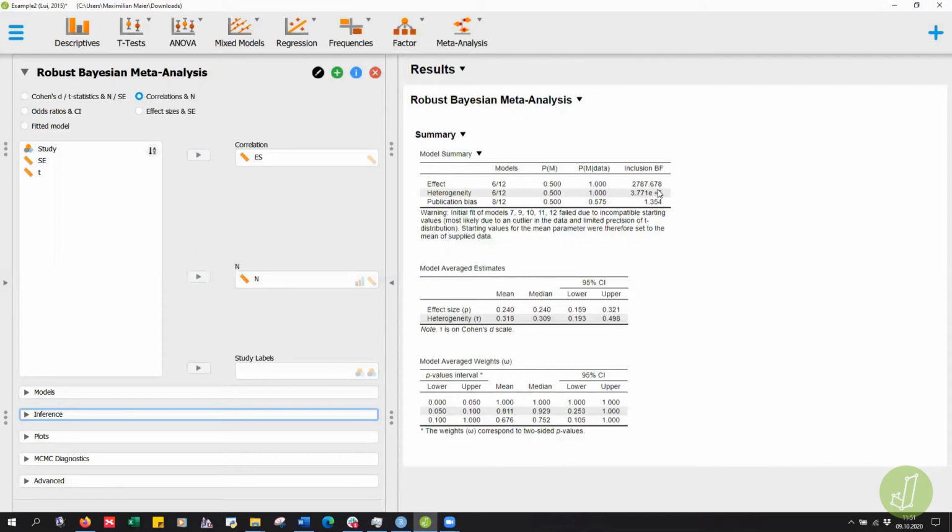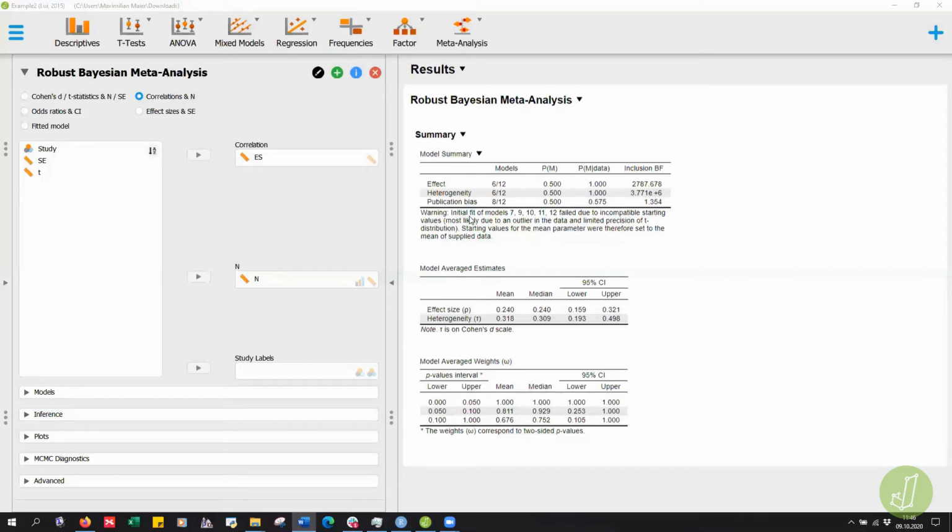So usually inclusion Bayes factors above 10 are considered strong evidence, so this is very strong evidence, which is also the reason for the high posterior probability. And also the inclusion Bayes factor for heterogeneity is very high. However, for publication bias, we are not really sure, it's around 1, so we didn't really learn much from the data about publication bias.